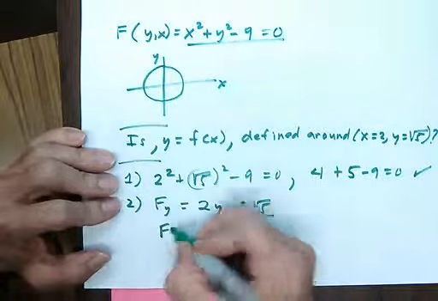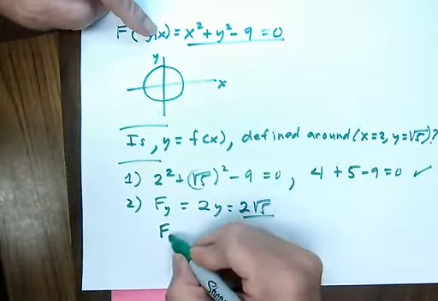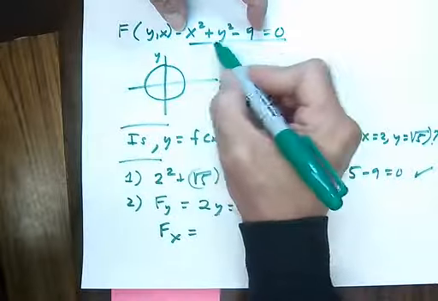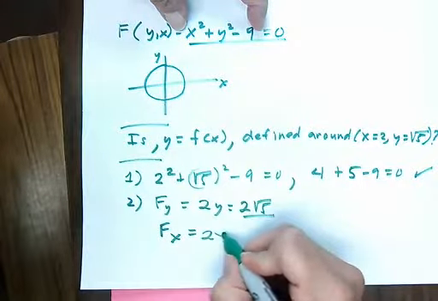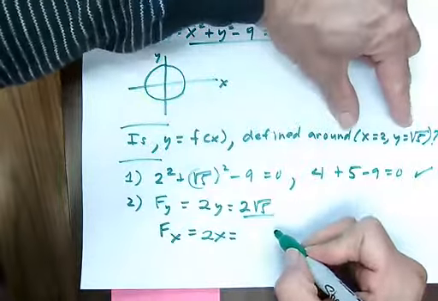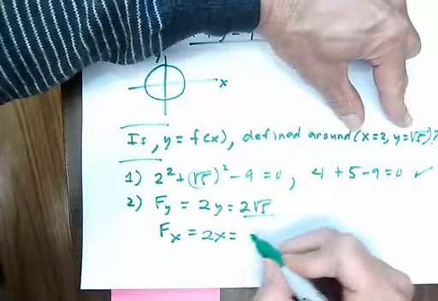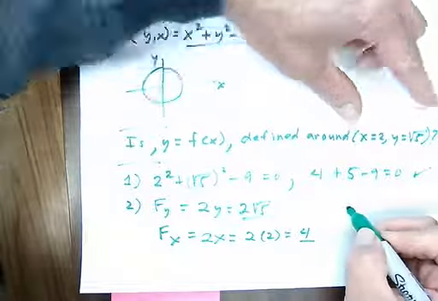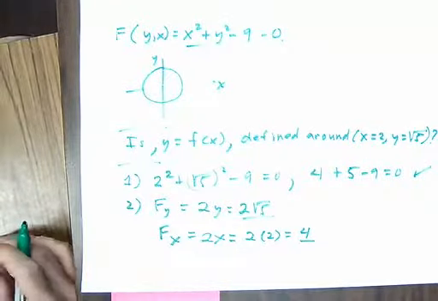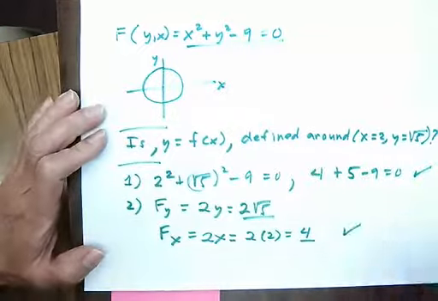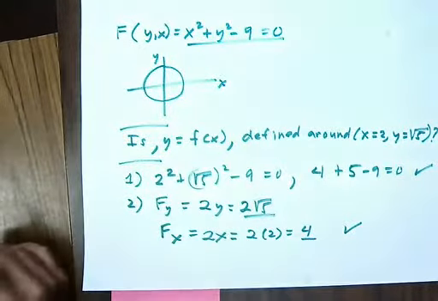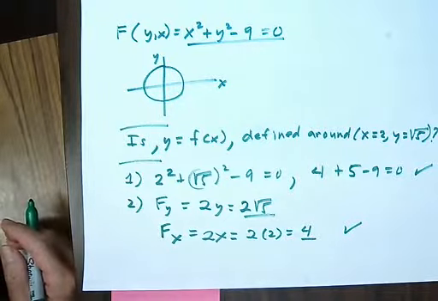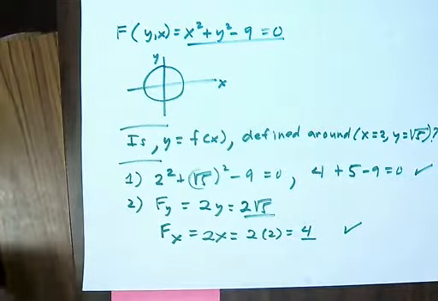Now we also have to look at the partial of our capital F function with respect to x, and that's just 2x. Evaluated at our given point, x is equal to 2, so this is 2 times 2, which is just 4, and that is a defined value as well. So we can conclude that the second condition of the implicit function theorem is satisfied because all of the partials of the capital F function are defined at our given point in question.